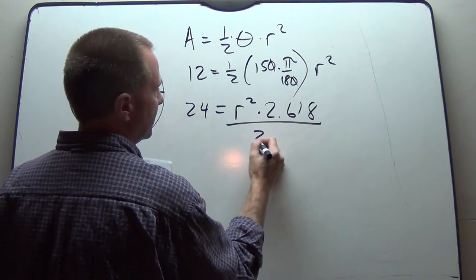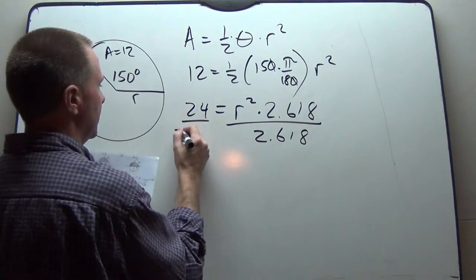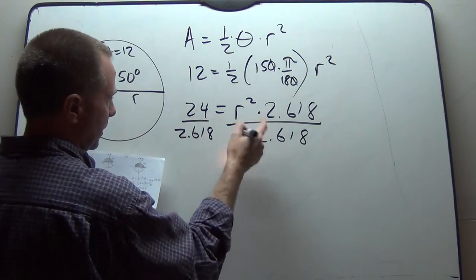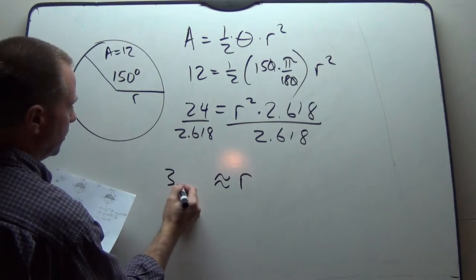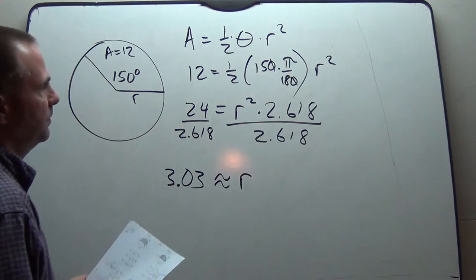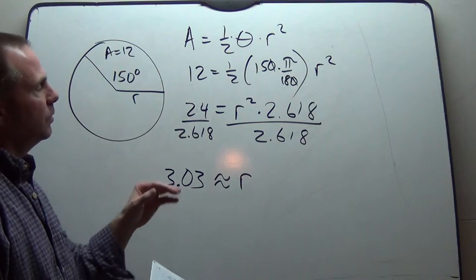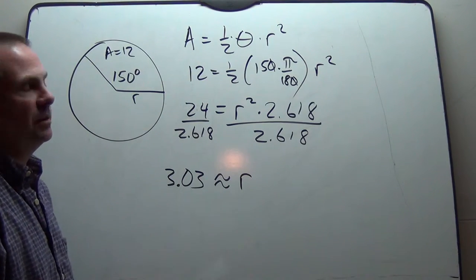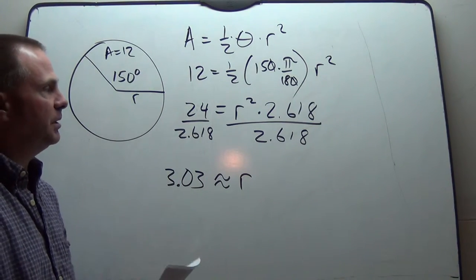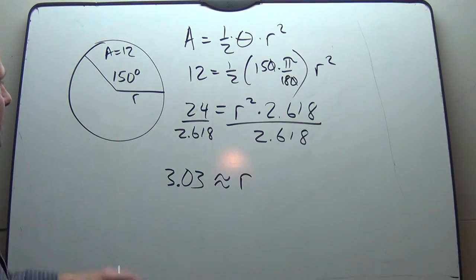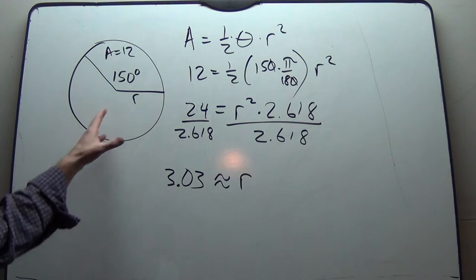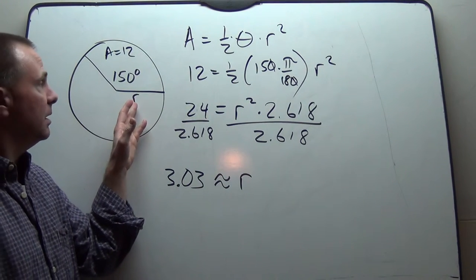Now we're going to divide by the 2.618 and take the square root of that to get r. R is approximately then 3.03. So I know we're going through this fast. You need to have your calculators out as we're doing it and type it in to make sure that you get the same thing. You can pause the video at any point in time and try to catch up and see how we do each of these. So that's how you find the radius given the area.